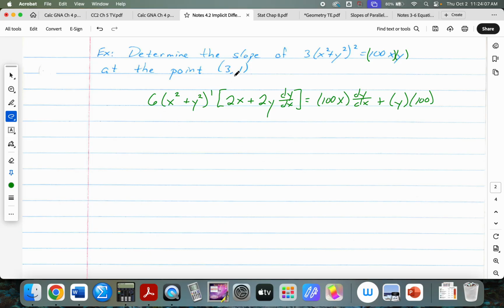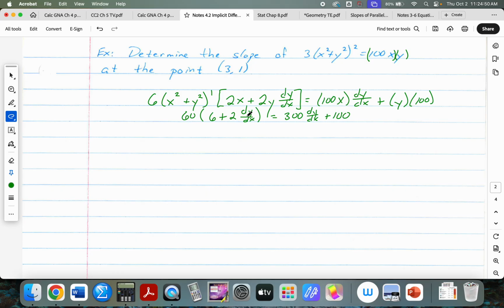So when I substitute in 3 for x and 1 for y, let's see, that's going to be 9 plus 1 is 10, so that's 60 times 6 plus 2 dy dx equals 300 dy dx plus 100. That's a lot nicer than it would have been otherwise.